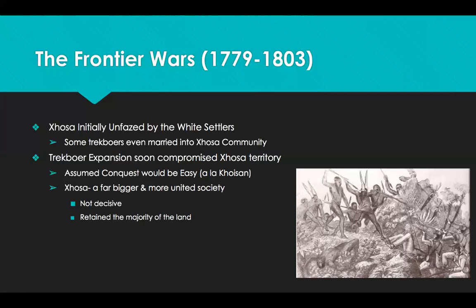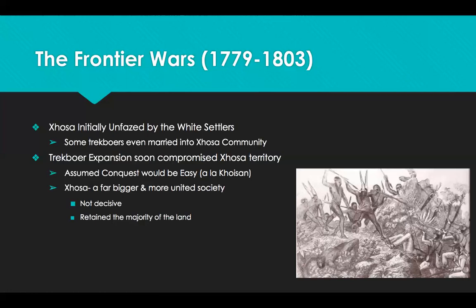The real conflict doesn't start until the 1770s, as the Trek Boer settlers start to come into the land known as the Zuurveld, which coincided with the period of Xhosa expansion. The Xhosas at that point were also expanding to the west, and they came to a head, and this would result in a series of three wars, beginning in 1779 and so forth, and the third one being in 1803, right?